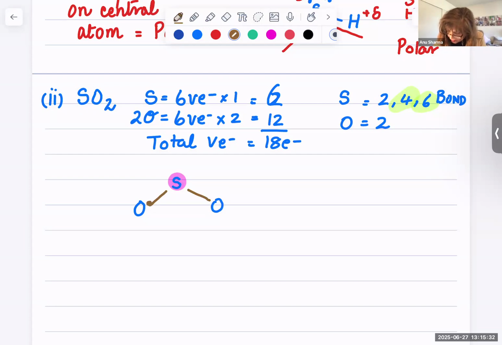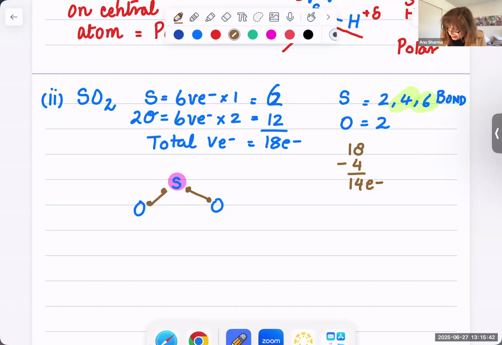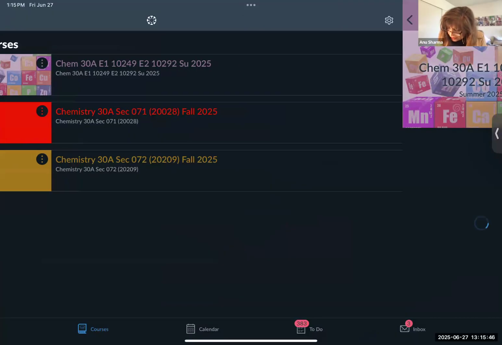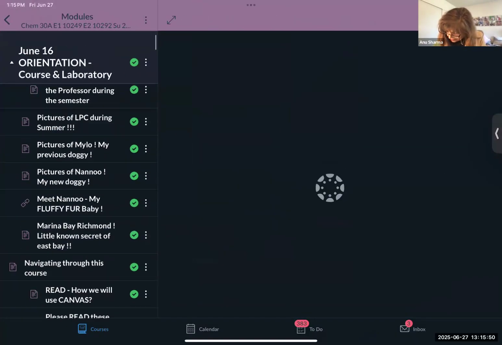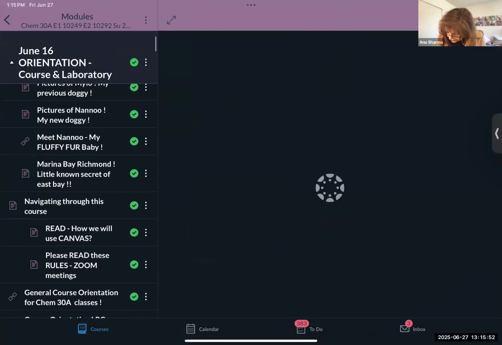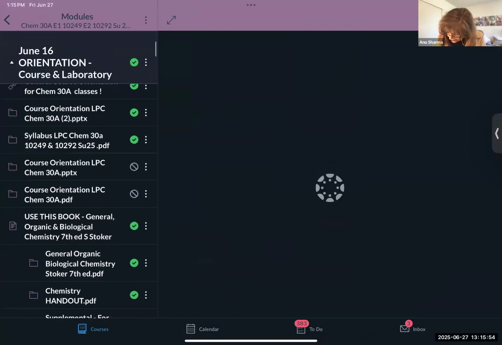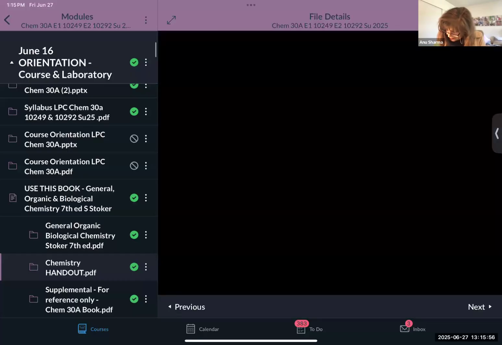1, 2, 3, 4. 4 electrons got used up. So 18 minus 4, and we are left with 14 electrons. Now, the rule says from that table, once again, let me just show you that table so you don't forget. One more time.